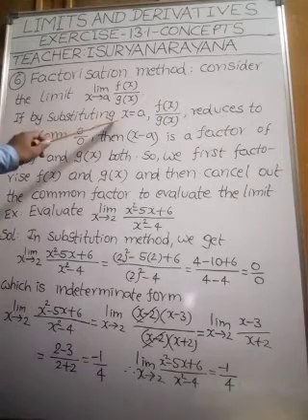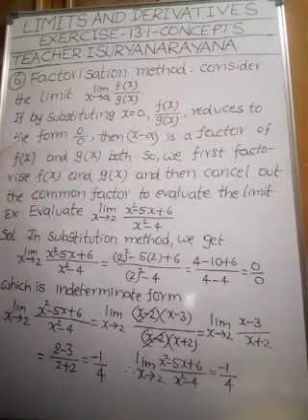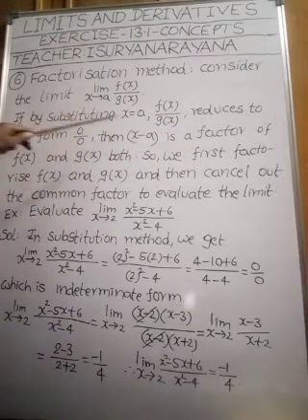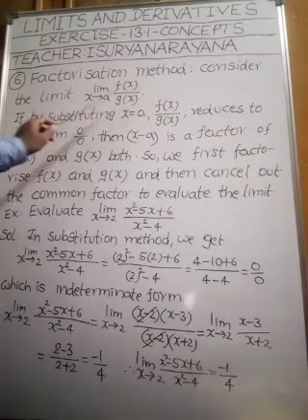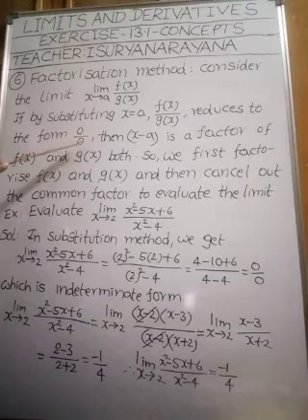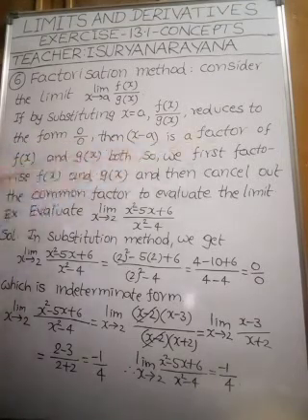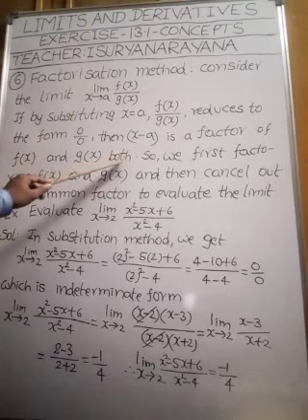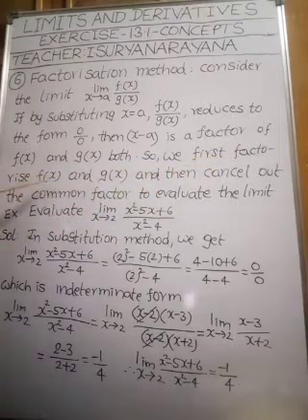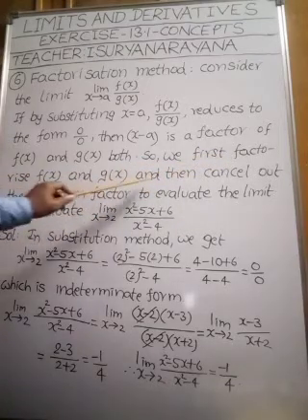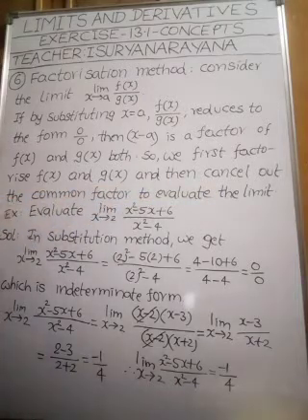If by substituting x is equal to a, f of x by g of x reduces to the form 0 by 0, that is, if we substitute x is equal to a in the numerator as well as in the denominator, we get numerator value 0 and denominator value also 0, then x minus a is a factor of both f of x and g of x. Understood this point, my dear children? So we first factorize f of x and g of x and then cancel out the common factor to evaluate the limit. Okay, my children?